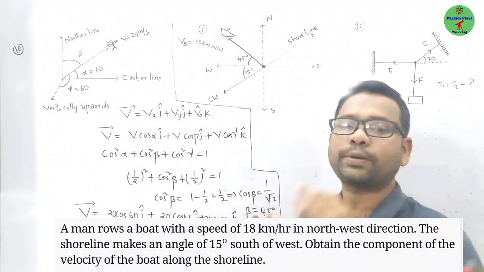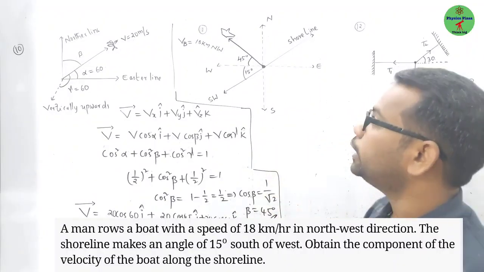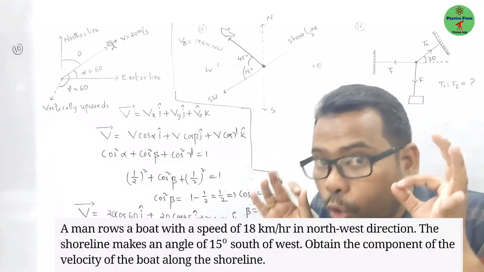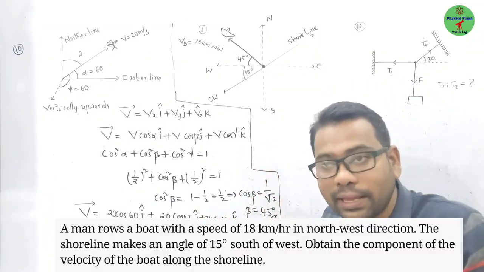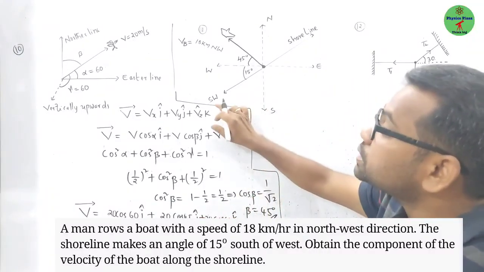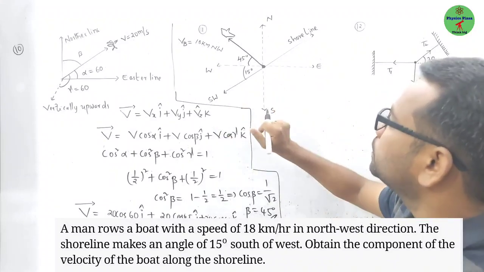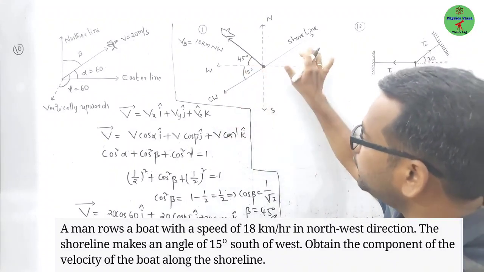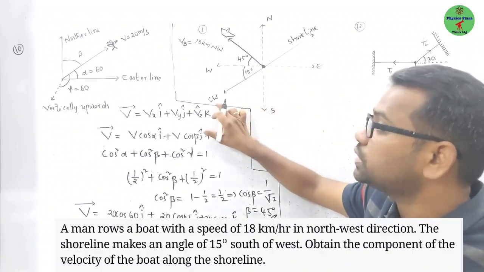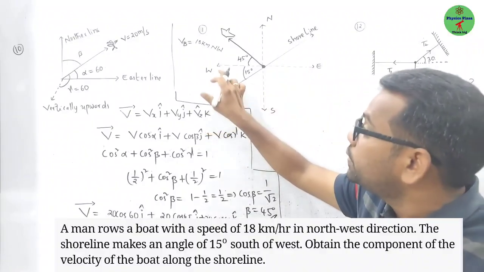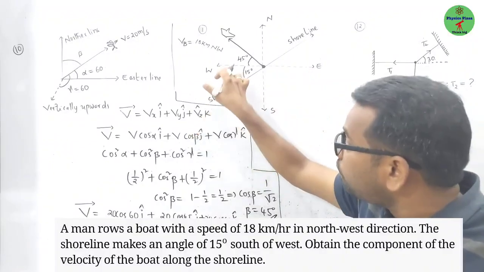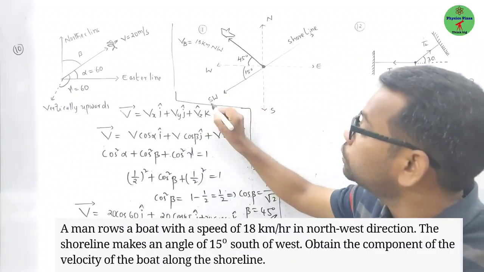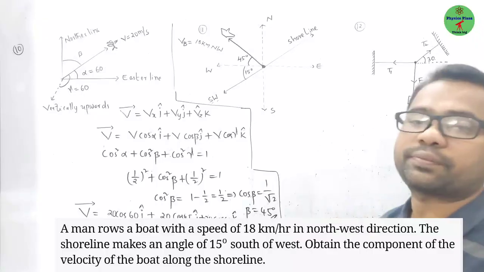Is it clear? Fine. And also it is given that the boat is moving in such a way that the shoreline is making an angle of 15 degrees with the southwest. So the shoreline is making an angle 15 degrees with the southwest, children. Southwest means what here? West, see, towards south of west. Southwest means what, children? Again I repeat once. Towards south from west, 15 degrees.